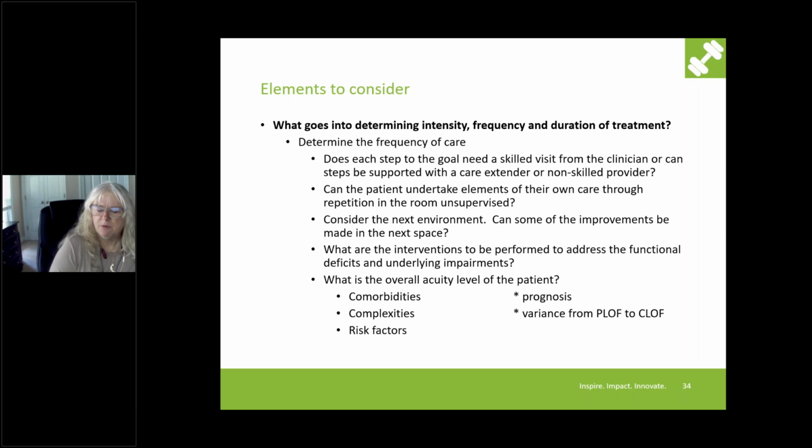What are the interventions to be performed to address the functional deficits and the underlying impairments? So knowing what I need to address may dictate the frequency. And then what's the overall acuity of the patient? Do I have any comorbidities and complexities? What are the risk factors that are going on here? What's the prognosis? What's my variance from prior level of function to current level of function? If it's a little, tiny gap, not that deep in their deficits, and we've got a short stay potentially, and the patient wants to go home, right? So I may want to have a higher frequency of care so the patient can facilitate a discharge home to get to that next environment.